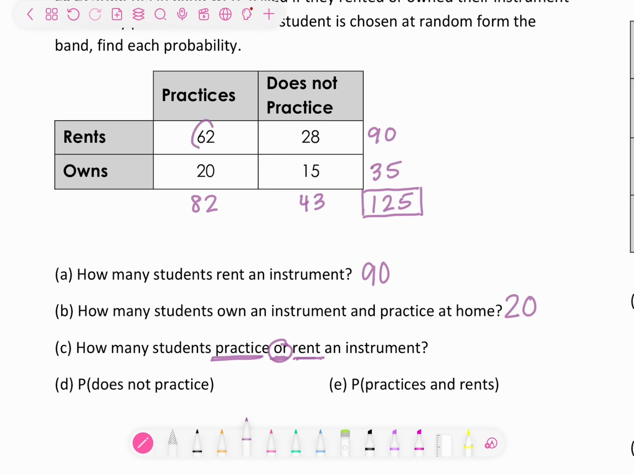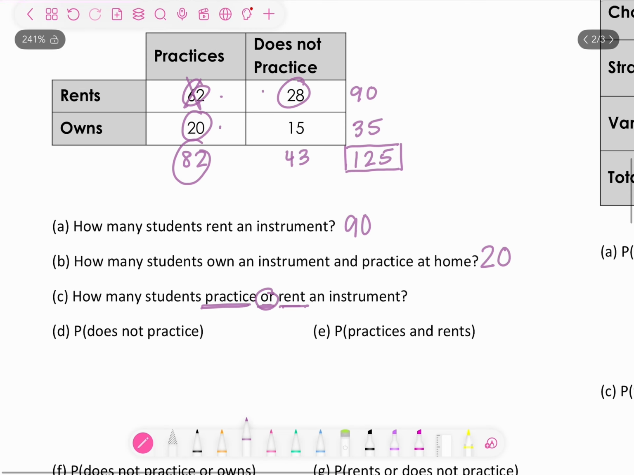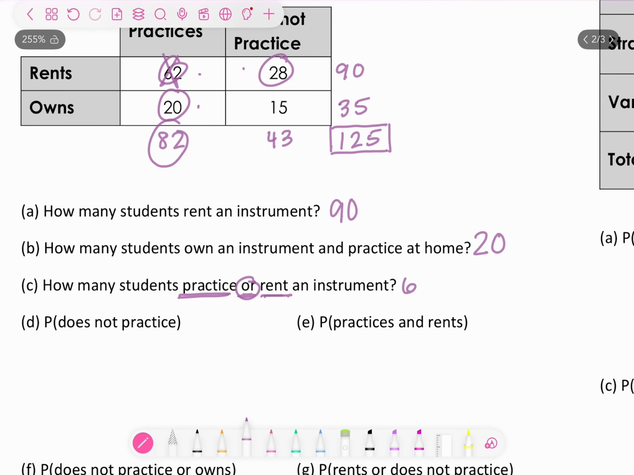So practices is 62 and 20, which equals the 82. Okay, and then rents, we already counted the 62, so we can also count the 28. So basically, we're adding the 62, the 28, and the 20. We're adding those 3 numbers together, but we can't add the 62 more than once. So this is going to be the 62 plus the 20 plus the 28, and that's going to end up being 60, 70, 80, 90, 110. Okay, 110 people.